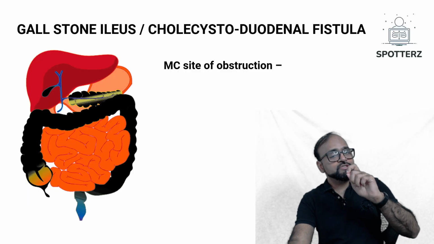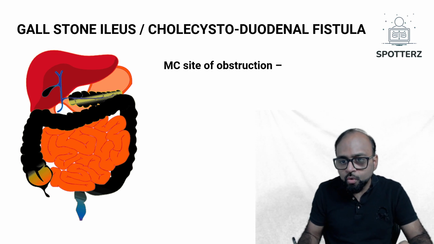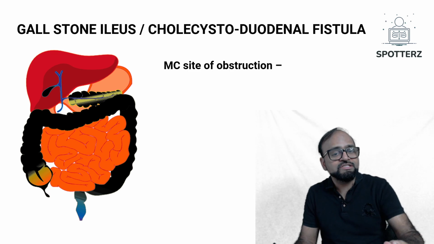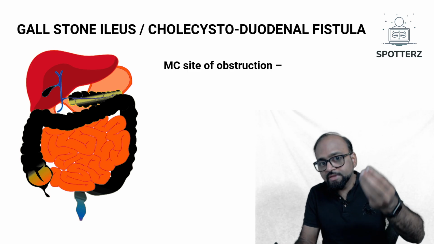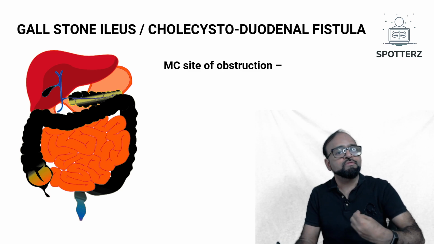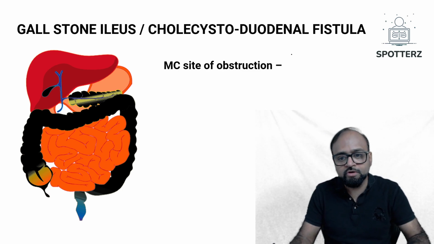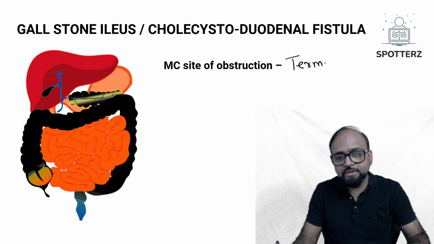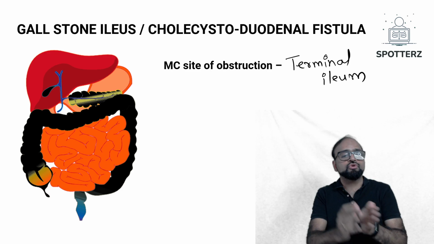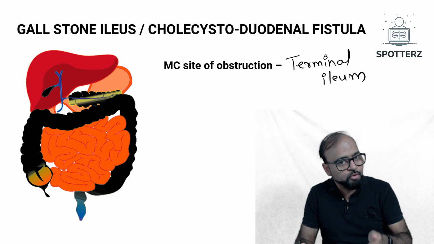Yes. Certain specifics about small bowel obstruction I want you to know. What is gallstone ileus or cholecystoduodenal fistula? So a gallstone passes from the gallbladder or through the biliary tree into the lumen of the bowel, passes along the small bowel lumen and gets impacted at the narrowest portion of the small bowel. What is that? It is the terminal ileum. So this is what is gallstone ileus, a gallstone passing into the small bowel lumen, getting impacted at the narrowest part of the small bowel, that is the terminal ileum.